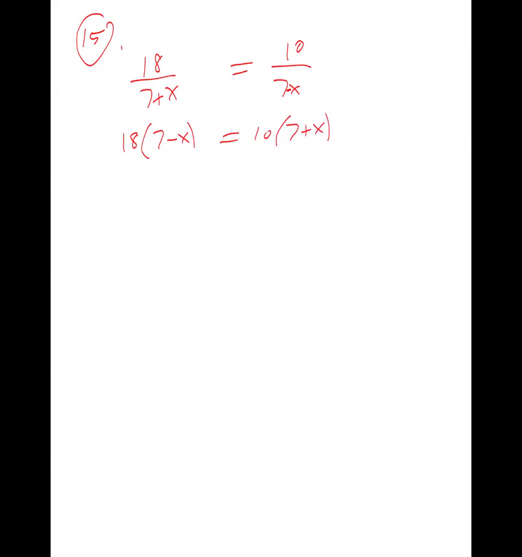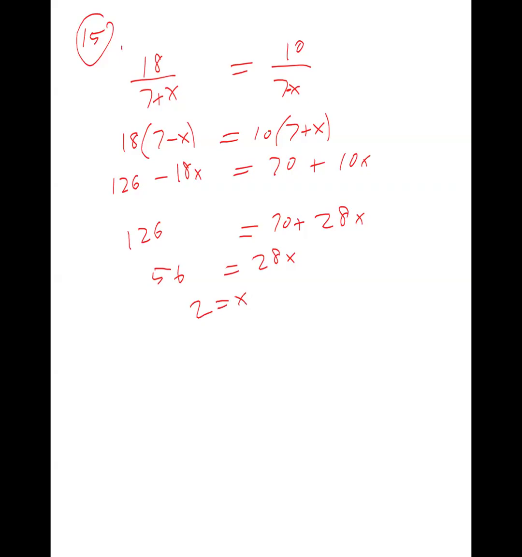Wow, what's 18 times 7? 70 plus 56, 126 minus 18x equals 70 plus. I'm going to add 18x to the right side. If I do 10x plus 18x, I will get 28x. 70 plus 28x equals 126. Now subtract 70, then you're left with 56 equals 28x. Divide by 28, you'll get 2 equals x. So the answer is 2. Then number 16.